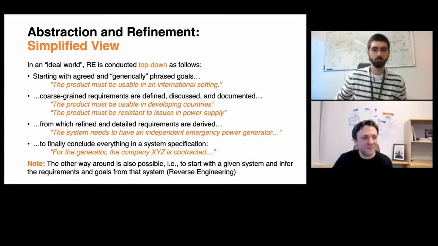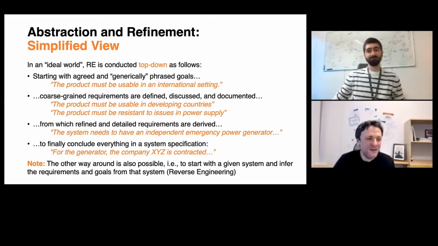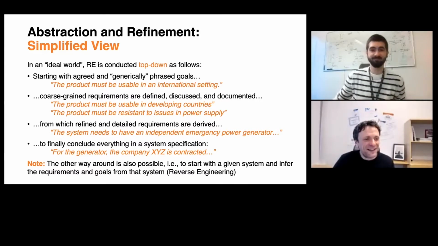Think of Germany, for example, and infer requirements that the product must be resistant to issues in the power supply. And this, again, I can refine further and further until I reach a level that is really decidable. For example, and here I have intentionally taken some examples that are not really functional requirements, just so that you see also the process related side, where I can say the system needs to have an independent emergency power generator.